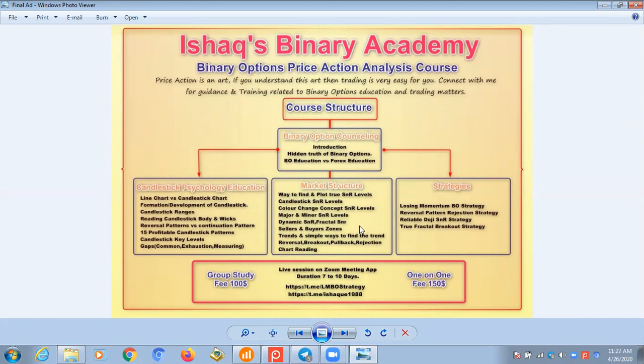Most mentors just give the study about the sellers and buyers zone, how to take the signals and how to take the trades in the buyers and sellers zone. But my study is different in the sellers and buyers zone. I only suggest that when the price reaches the sellers and buyers zone, it makes false breakouts.